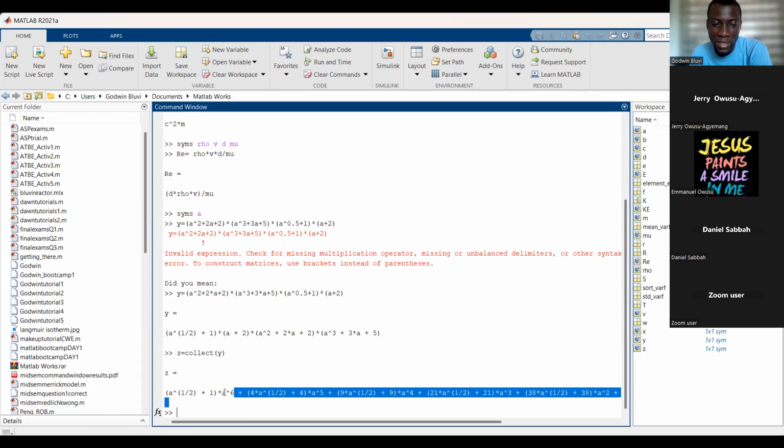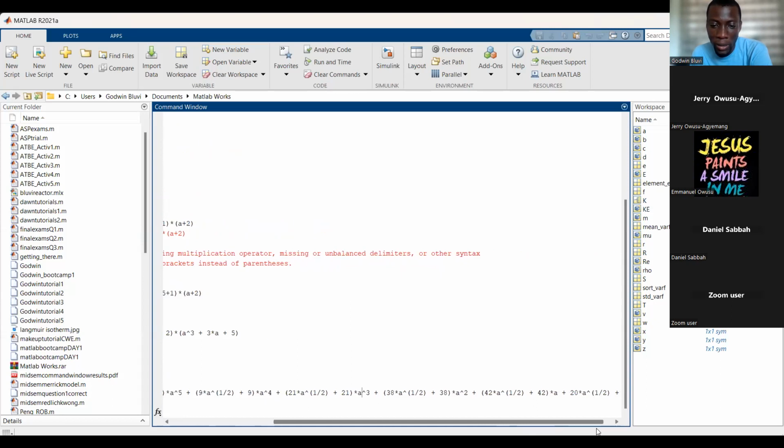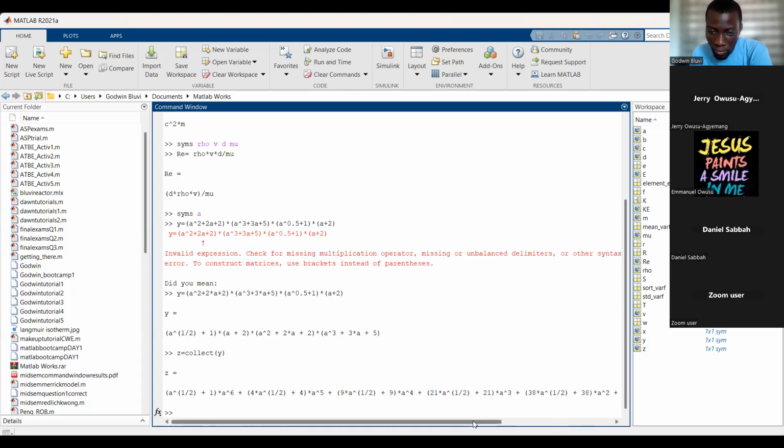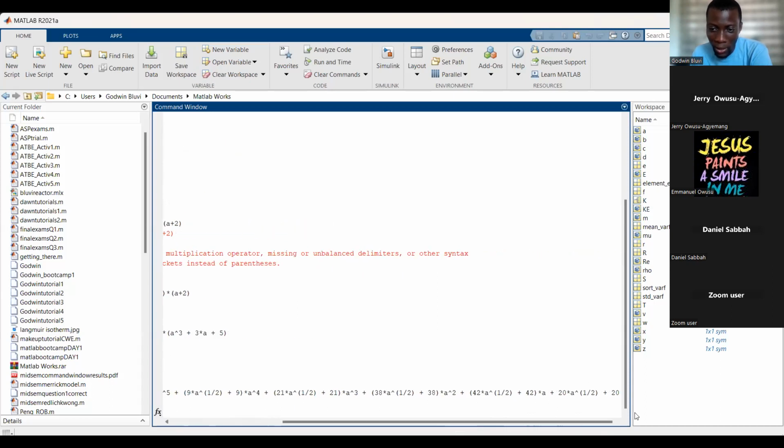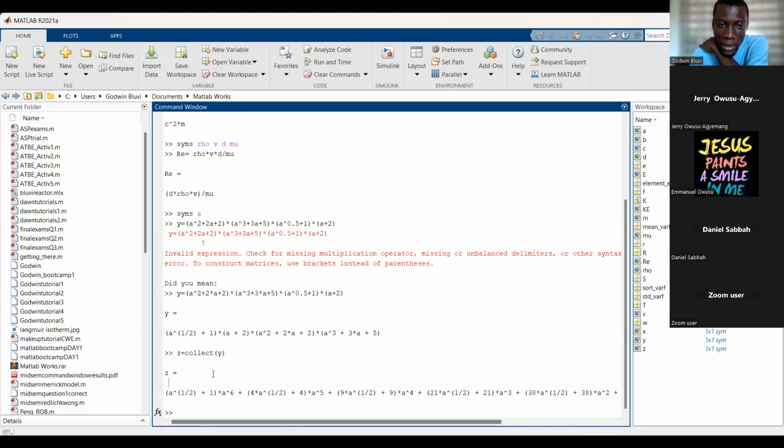And then a to the power 6, a to the power 5, a to the power 4, a to the power 3, a to the power 2, a to the power half, and a constant term. Do you see that? Do we see that?